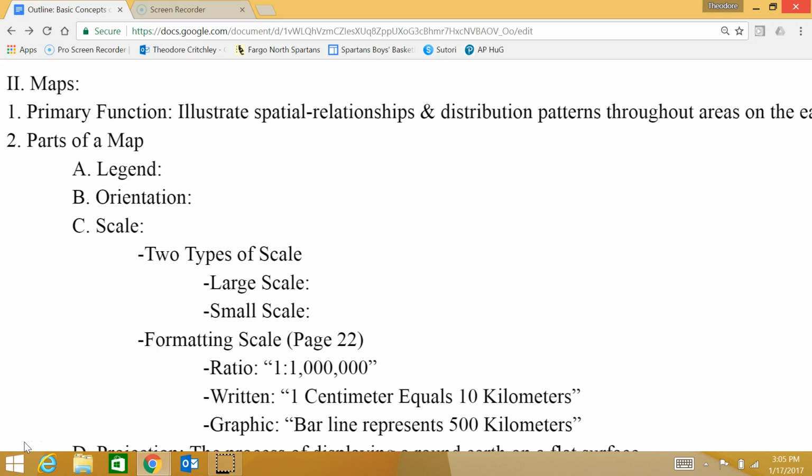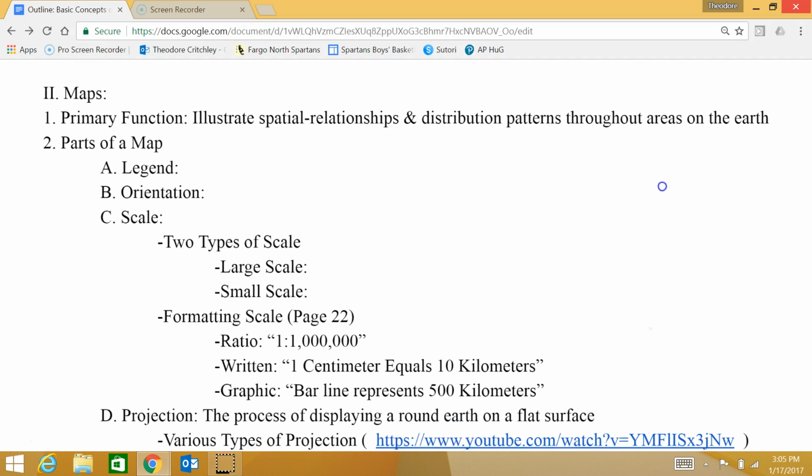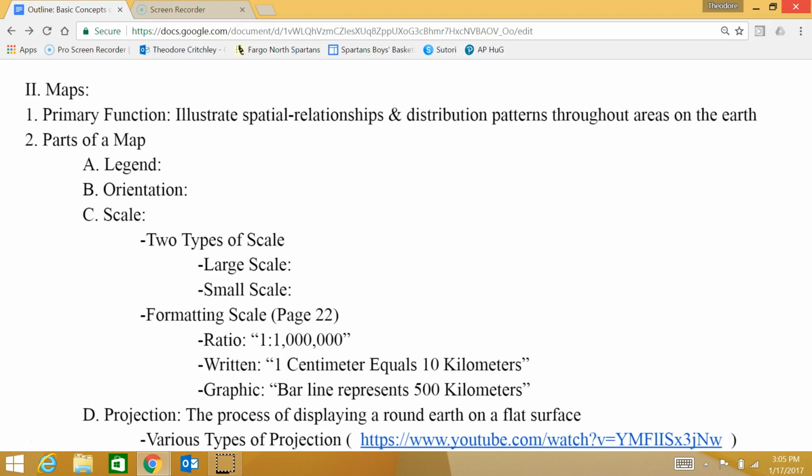When we talk about maps, you guys, maps are flat models that are used to display information about the Earth. Again, they're flat models used to display information about the Earth. In other words, their primary function is to show the spatial relationships that we talked about earlier in class, and distribution patterns throughout areas on the Earth. It's written in there for you, but it illustrates spatial relationships. In other words, it shows what's going on within a given area, and how patterns develop within that given area on the Earth. So that's the biggest thing that we use maps for within this classroom.